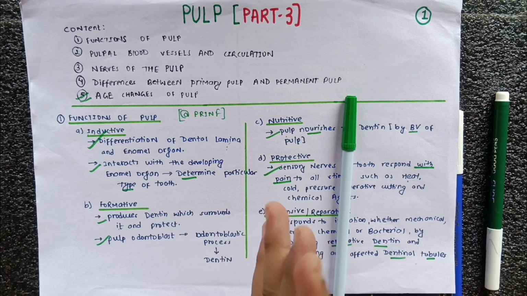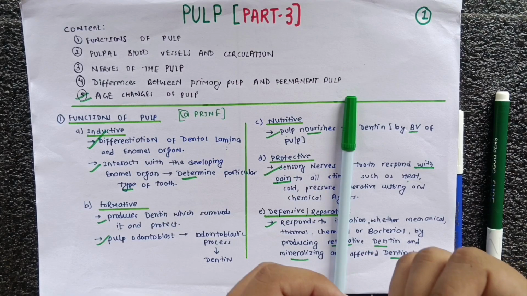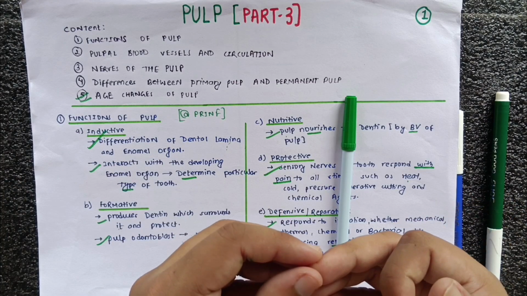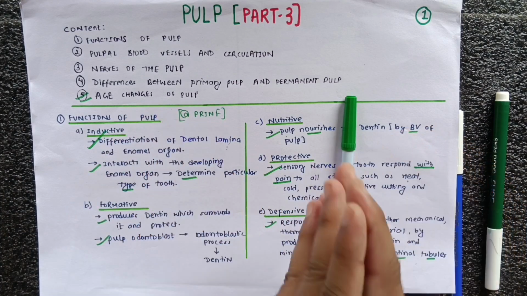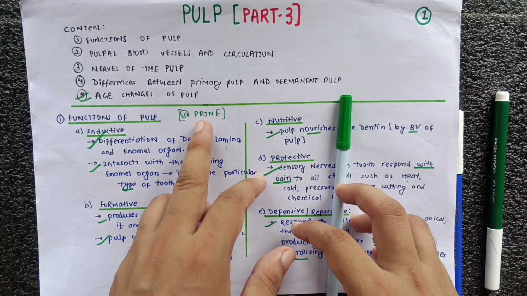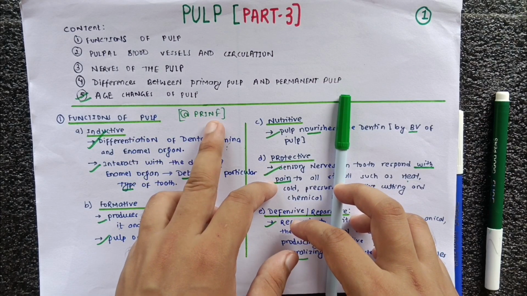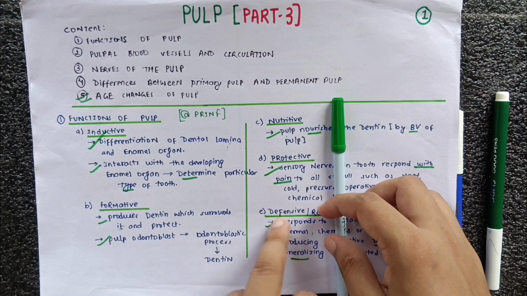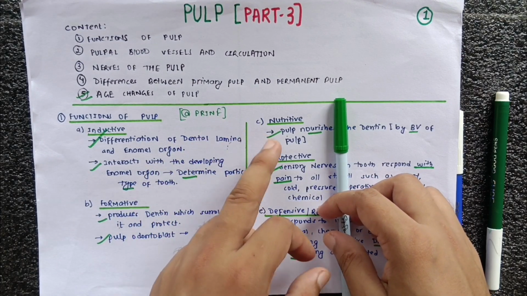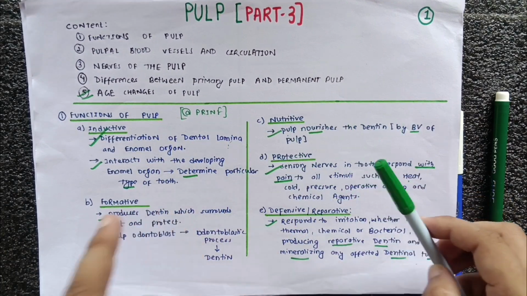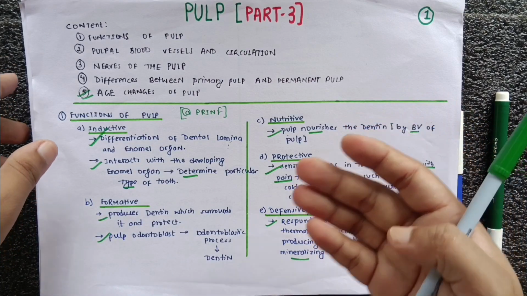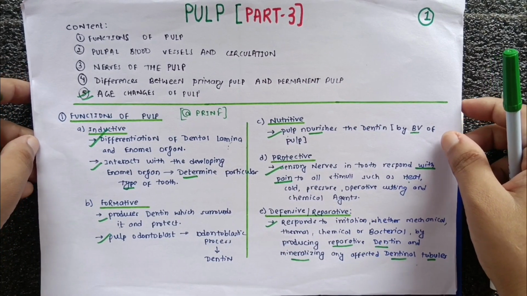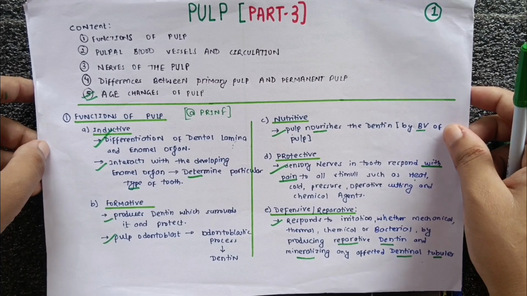So here you should remember that the functions of the pulp are inductive function, formative function, nutritive function, protective function, and the defensive function. The mnemonic is PRINF. You can remember it this way: P means protective, R means reparative or defensive, I means inductive, N means nutritive, F means formative. You can prepare your own mnemonics too, or you can take this mnemonic to remember all those functions of the pulp.